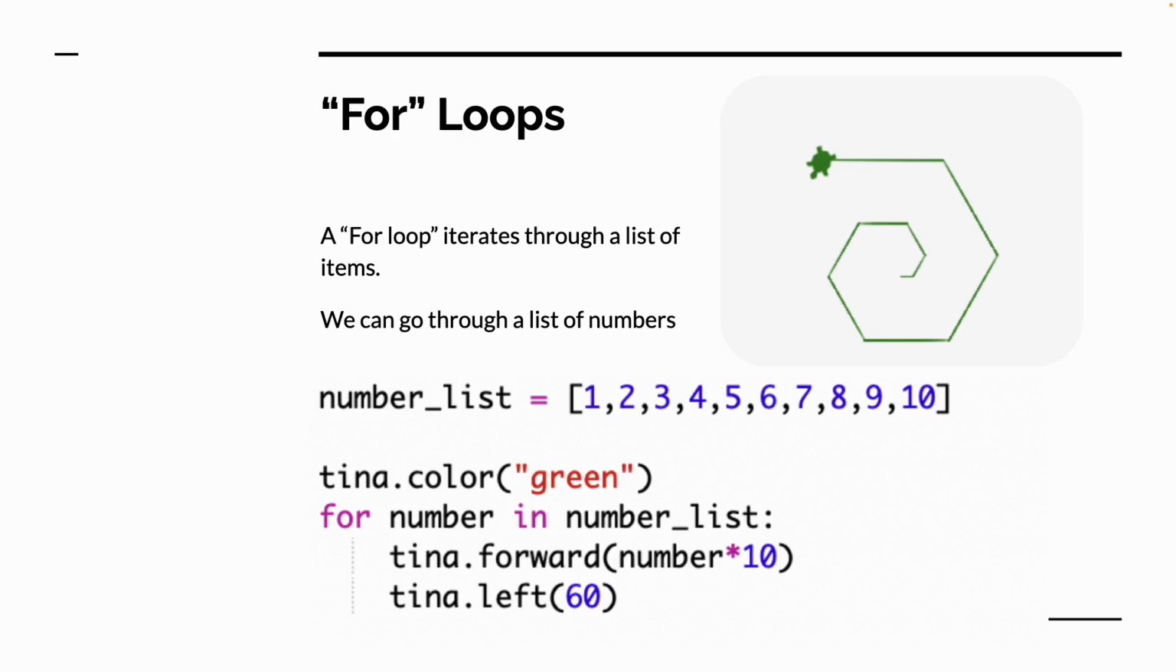For loops iterate over a sequence of items, like a list of numbers. In this example, Tina is going through a list of numbers. The for loop says for number in number list, which means it's creating a variable and going through each item in the list. For each item in the list, it will move forward by that item times 10, and then it rotates 60 degrees. The result is this spiral.